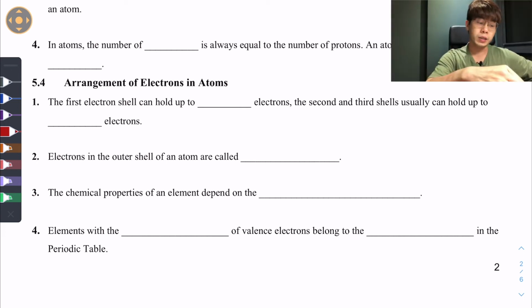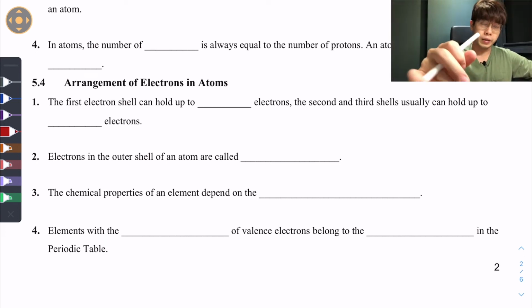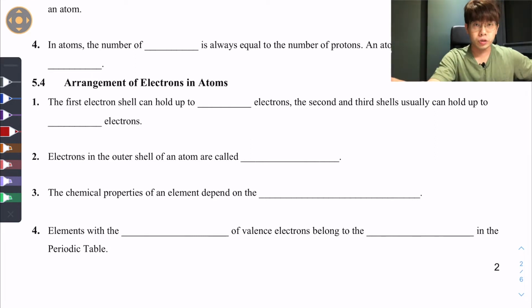Today we'll be learning about the arrangement of the electrons in the atom. So we have learned that electrons are actually found in electron shells, and today we will be learning more about them. Okay, so let's look at our guided notes.